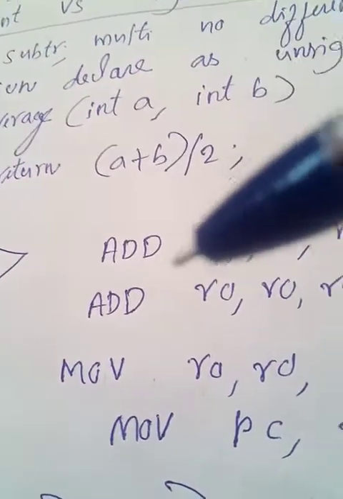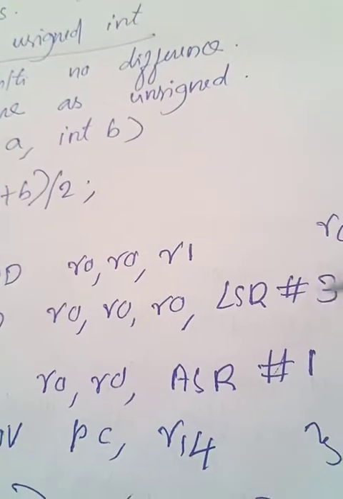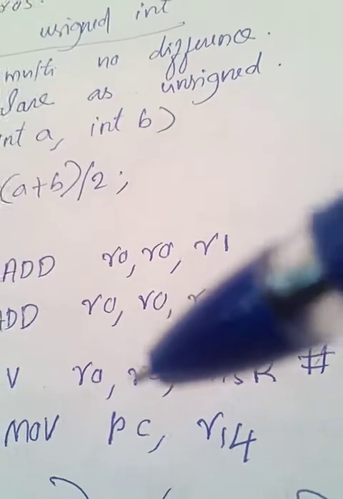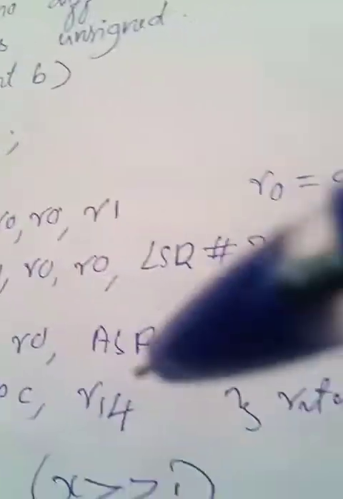So for finding average, first we find addition. Then if addition is negative, convert into positive by using these particular steps. Then find the average, that is division by 2, by using arithmetic shift right by 1. Then MOV pc, r14, that is return r0.